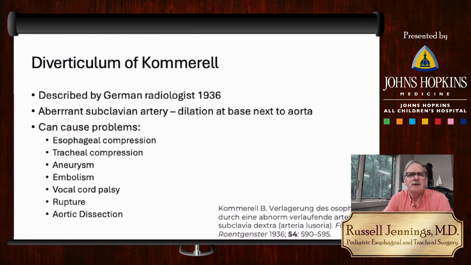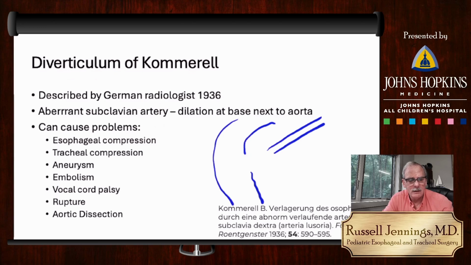The Diverticulum of Kommerell was described by German radiologist Dr. Kommerell in 1936 as an aberrant subclavian artery with a dilation at the base of it next to the aorta. Basically, if this is the aorta, and there's an aberrant subclavian artery coming off here, this part was bigger. And that right there is called the Diverticulum of Kommerell.